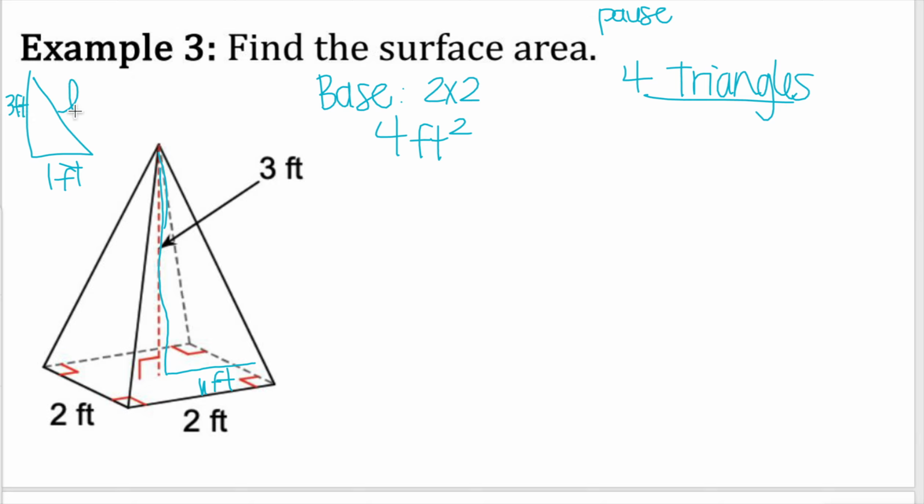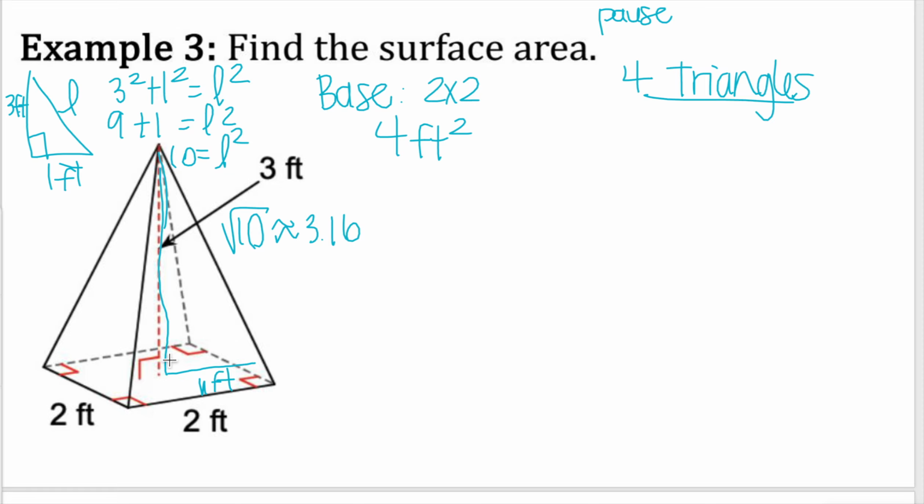But what we don't know is my lateral height, so we can use the Pythagorean theorem here. So 3 squared plus 1 squared is equal to L squared. 9 plus 1 is equal to L squared, or 10 is equal to L squared. So we're just finding the square root of 10, and that's going to be about 3.16.